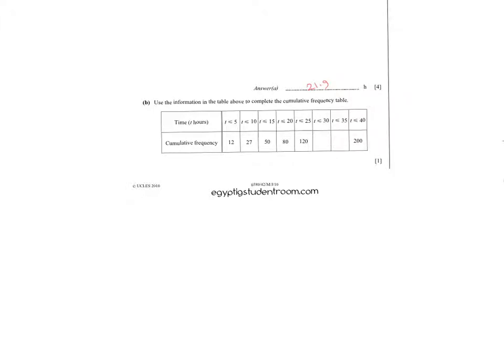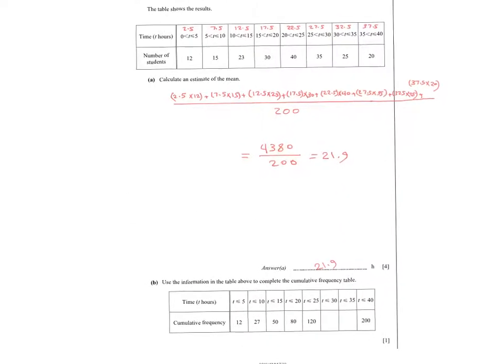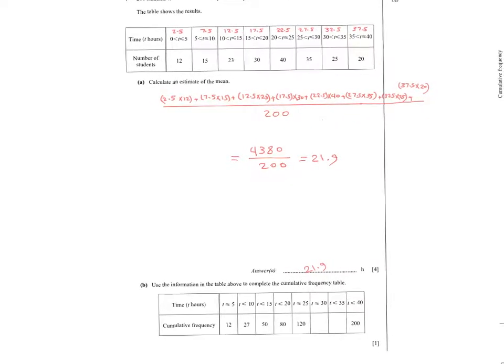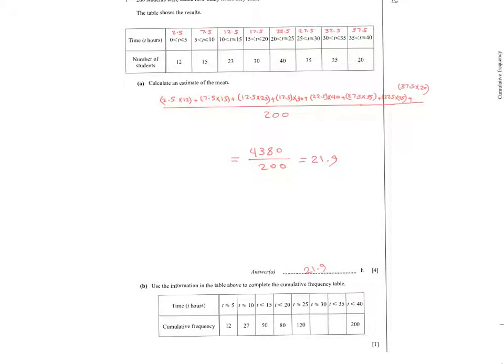That I need t less than 30. So less than 30 means what? Less than or equal 30 means 35, 40, 30, 20, 3, 15 plus 12. We must add all these frequencies. But we have less than 25, 120. So just add 35 to get 155. So this number less than 30, 155.